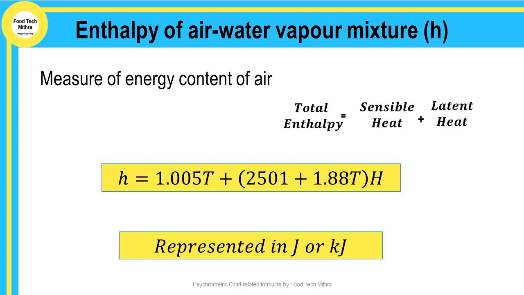And the next term is enthalpy of air-water vapor mixture, and it is denoted by H. It is the measure of energy content of air, and the total enthalpy is given as the sum of sensible heat plus the latent heat. And the formula to find the enthalpy is H, that is small h is equal to 1.005 into capital T plus 2501 plus 1.88 into capital T the whole into H, where T is the dry bulb temperature and H is the humidity ratio, and this enthalpy is represented in joules or kilojoules.